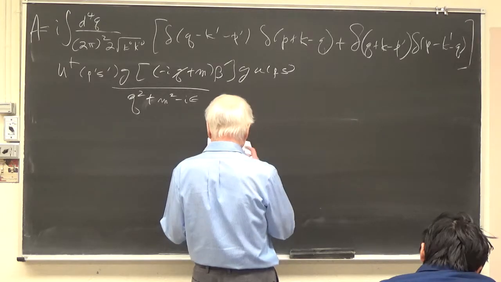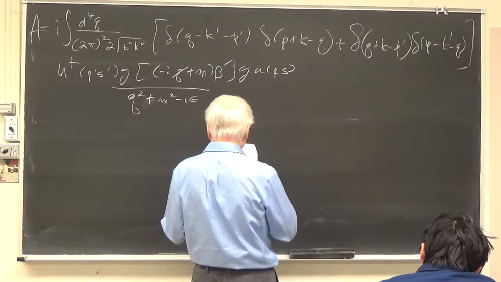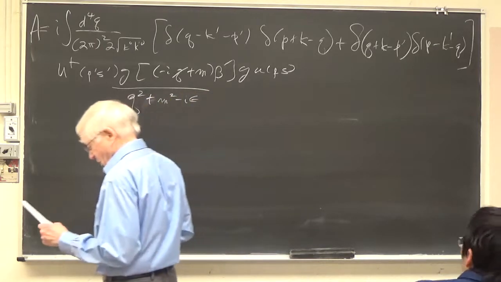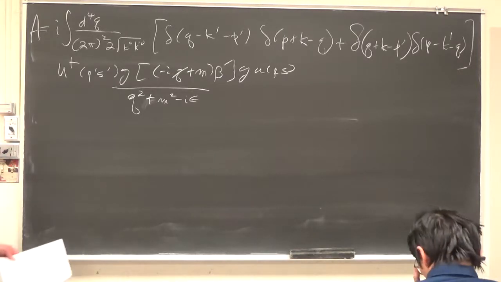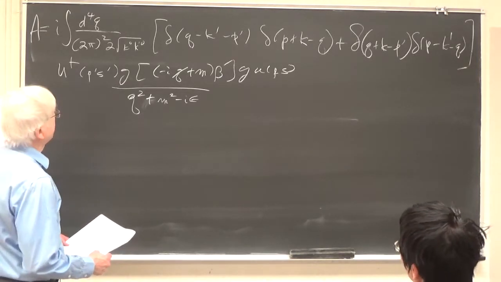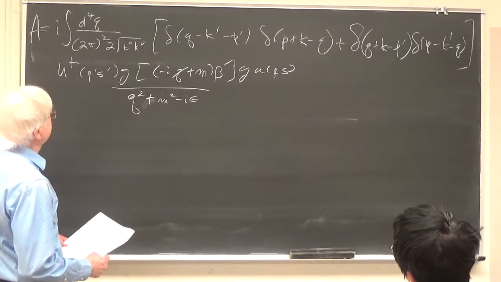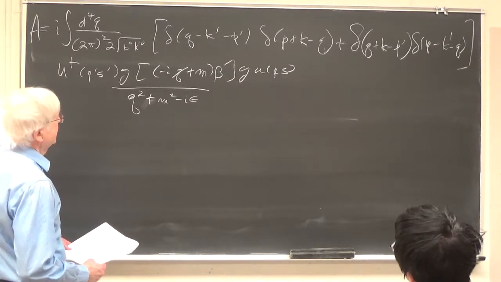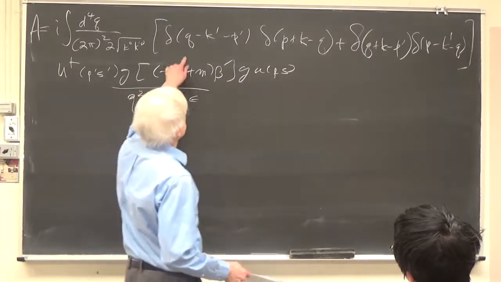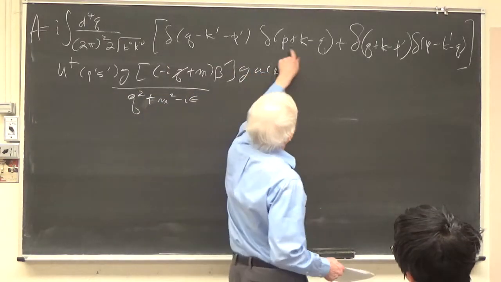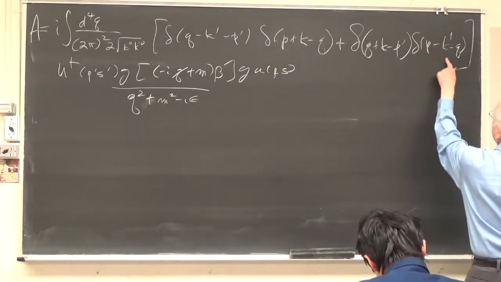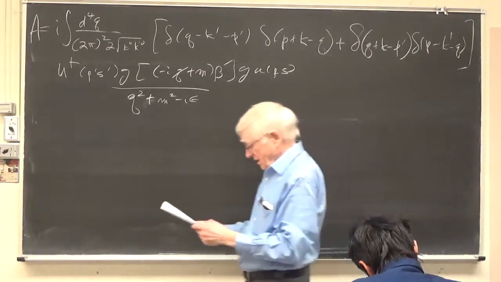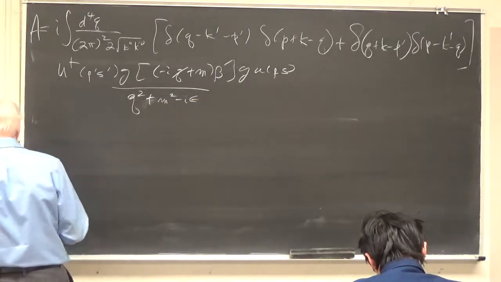I see there's a mistake in the notes here. Let me get rid of that. Okay, that's what we've got at that stage. And now you can see that if you do the d^4q integration, in the first term, q is equal to p plus k. In the second term, q is equal to p minus k prime. And so we get two different structures here.